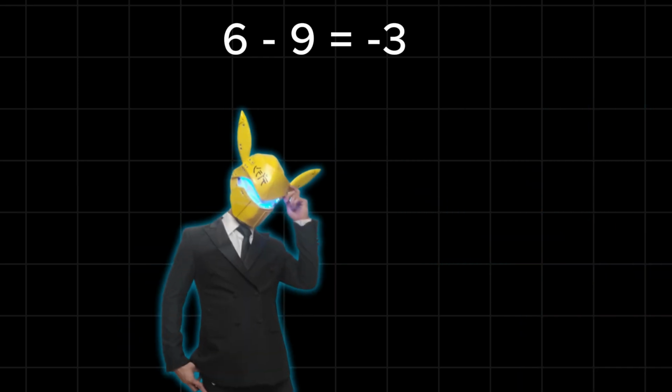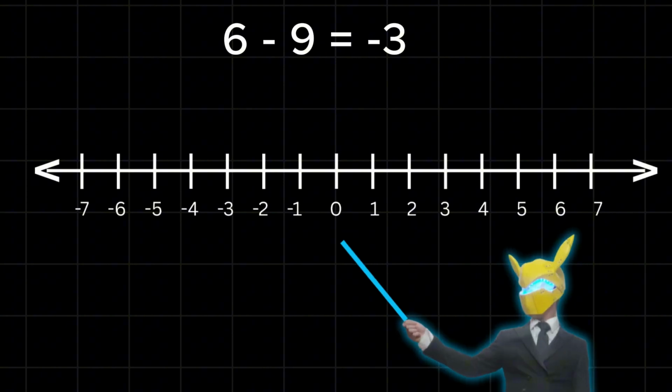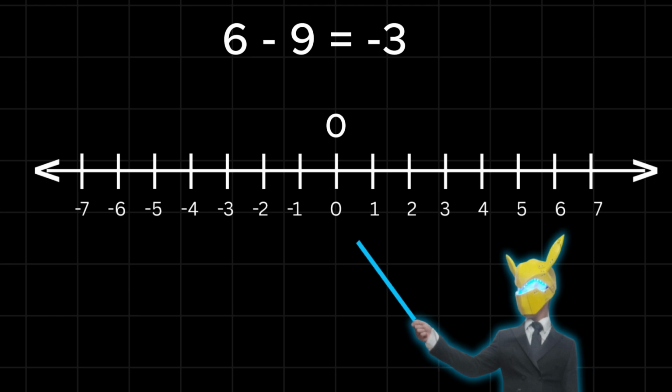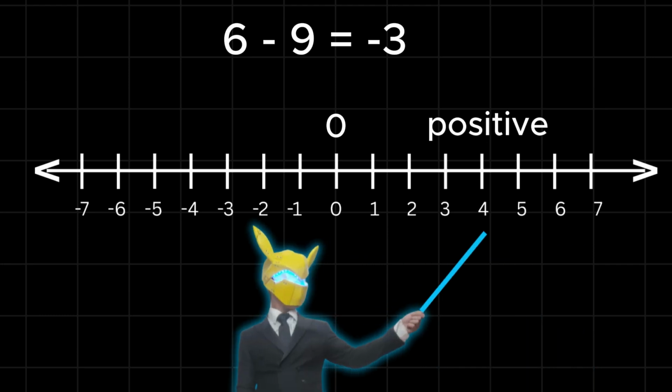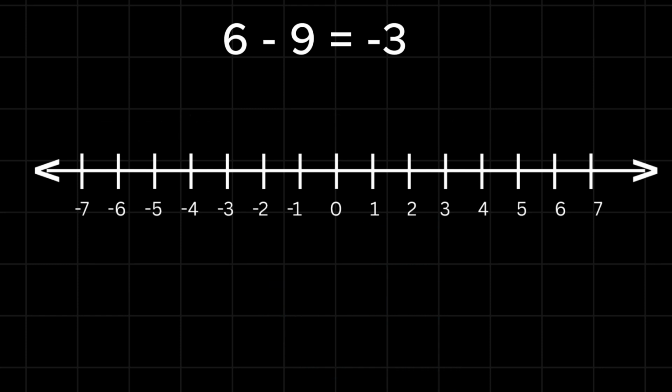You don't believe me? Well, this is our number line. Don't be scared of it, it can't hurt you. In the middle, we have a 0. On the right, we have positive numbers. And on the left, we have negative numbers. Let's read our sum again.